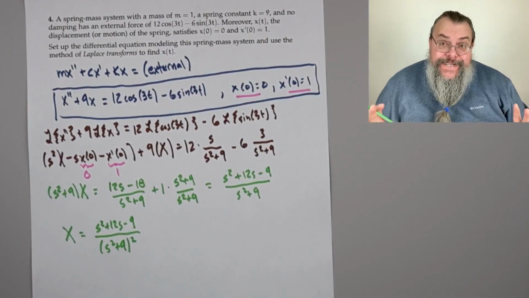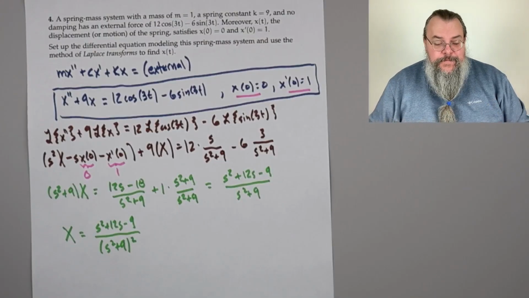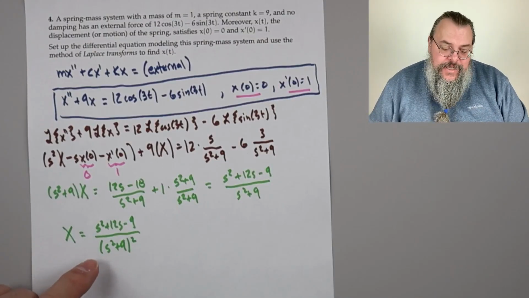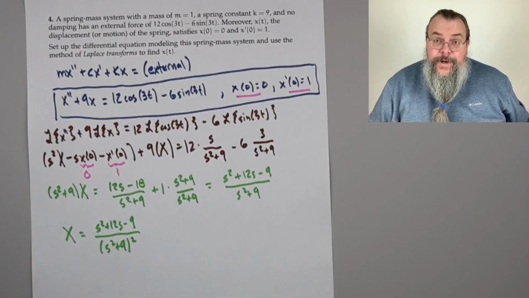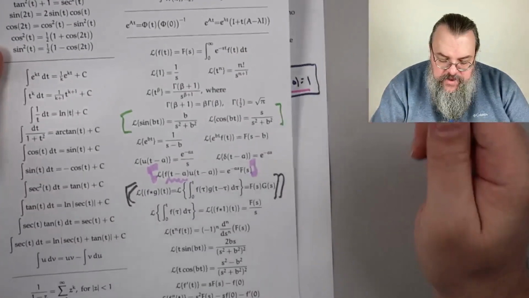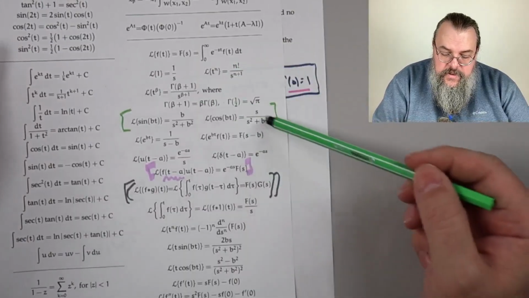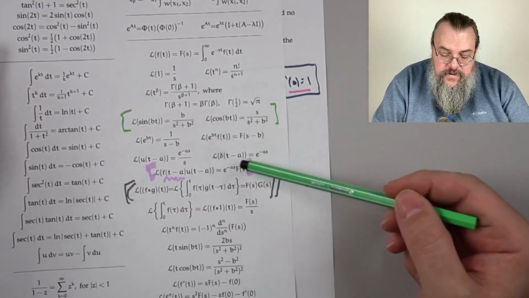Before we panic or rush to anything, go back to the formula sheet. Is there anything on the formula sheet that looks like s squared plus 9 squared? Okay, so we grab our formula sheet. s squared plus 9 squared. s squared plus 9. See, now this doesn't have the square downstairs.